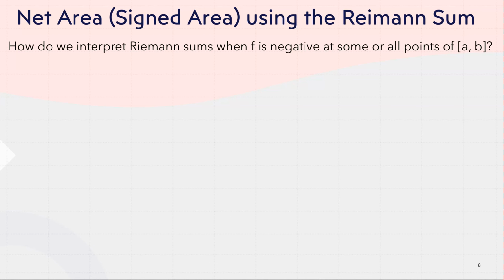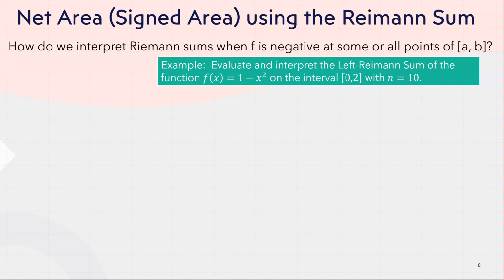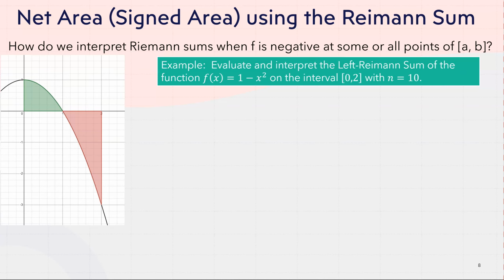Okay, so let's put an example up here. Evaluate and interpret the left-hand sum of the function f of x equal to 1 minus x squared on the interval from 0 to 2 with n equals 10. As we can see, the function f of x is an upside down parabola for the interval of interest from 0 to 2. Part of the function is below the x-axis and part of it is above, right? So the net area would be the positive contribution plus the negative contribution, and depending on which is bigger, your net area may be positive or negative.